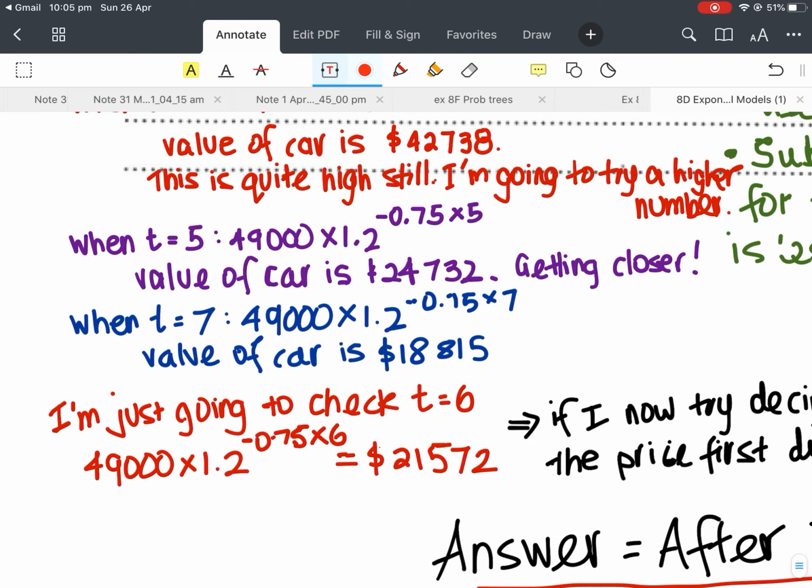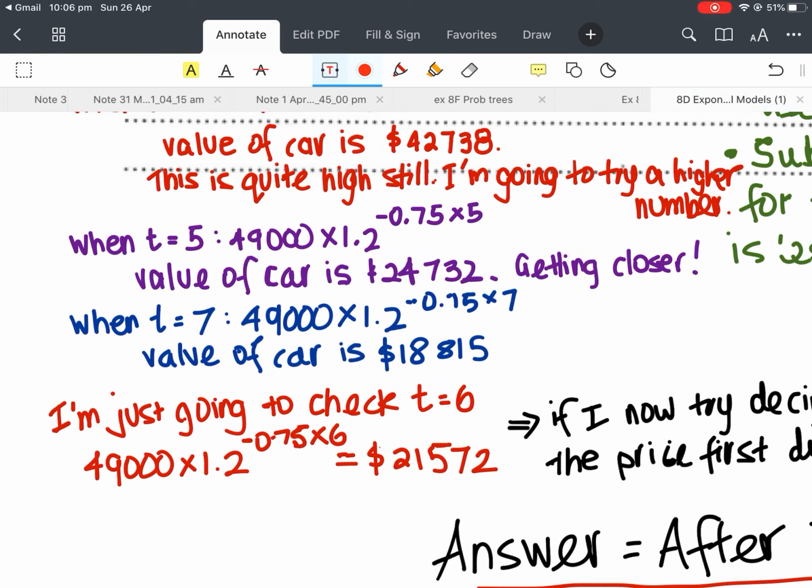49,000 in purple times 1.2 to the power of negative 0.75 times 5. This time I get 24,732. Getting a bit closer, so I might just go up by 2s now. So now I'm going to try 7. This time I try to the power of negative 0.75 times 7. The value of the car this time is 18,815.